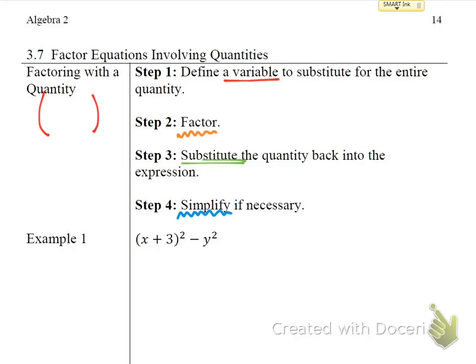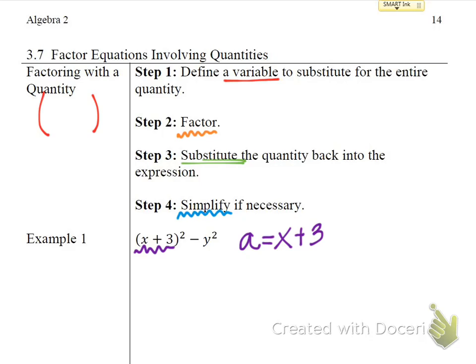So example 1, I have the quantity of x plus 3 squared minus y squared. If you guys notice, this looks similar to what we've been doing. However, instead of a variable squared minus a variable squared, we have this quantity here, x plus 3. So to make our factoring a little bit easier, I'm going to define a variable. You can pick any variable you want. I always use a. So we're going to let a equal x plus 3.